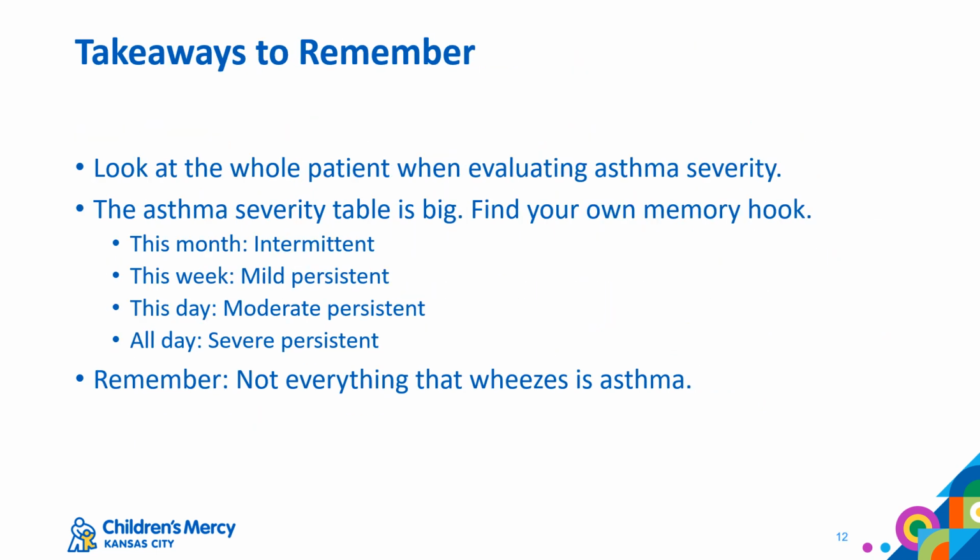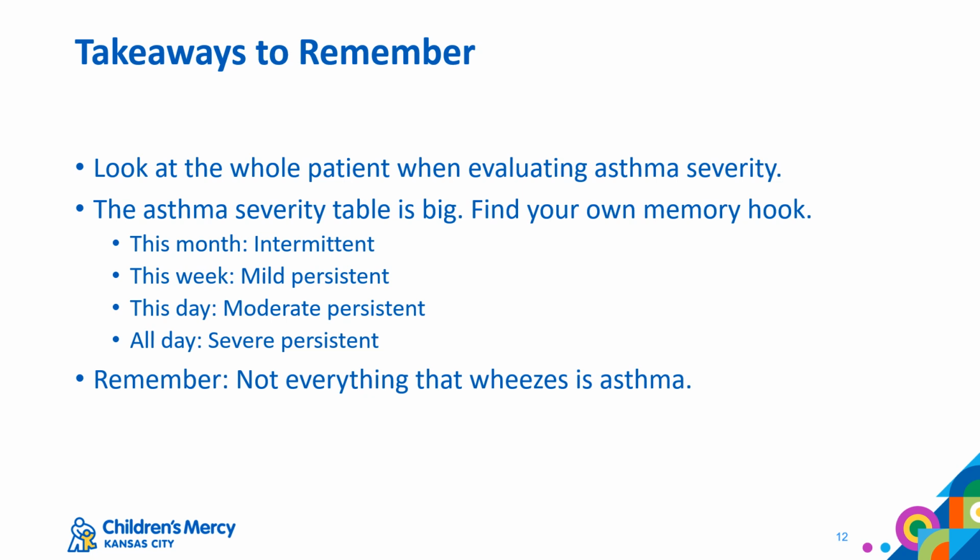When trying to determine a patient's asthma severity, it's important to look at the whole patient. Their story may be inconsistent when it comes to one component such as daily symptoms or nighttime awakenings, but if you see they are using their SABA frequently or they're having multiple oral systemic steroid courses, that information can help direct your next steps. Lastly, the asthma severity table is full of information and can get confusing.